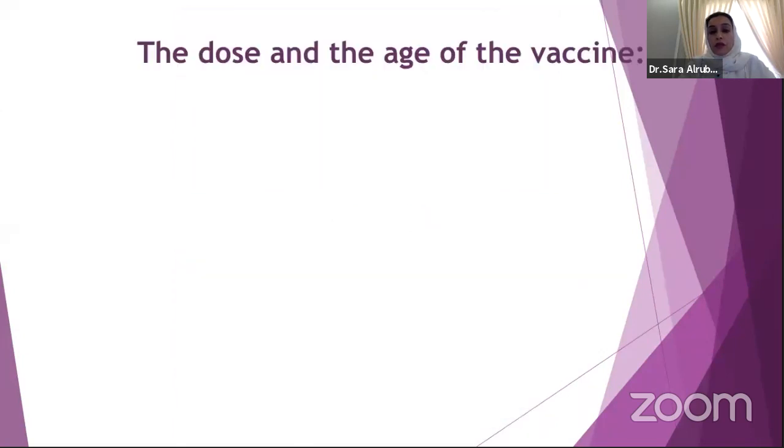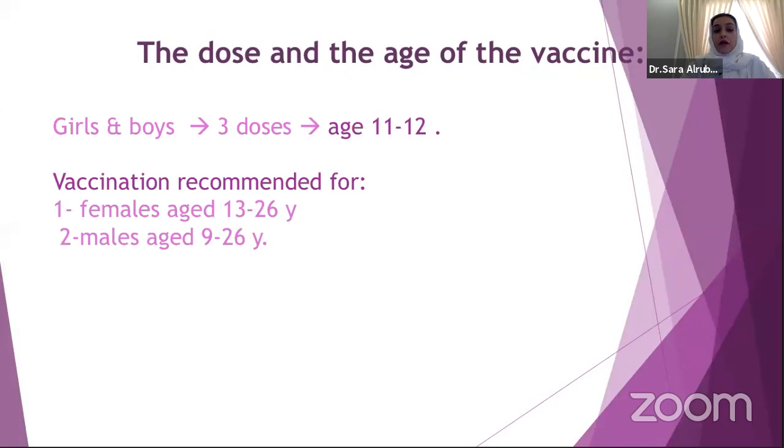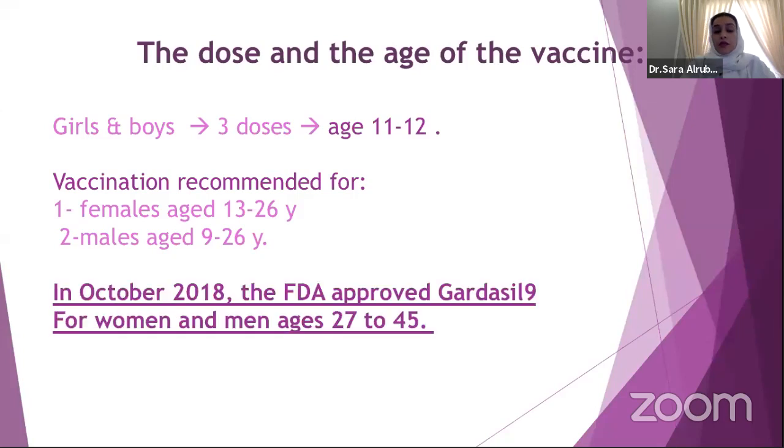So what are the doses and the ages for the vaccine? It should be given to the patient in 3 doses. The ages are for females 13 to 26 and males from 9 to 26. But in 2018, the FDA approved the Gardasil covering 16 and 18 and the other high risk HPV types, and they allow the vaccine to be given even if the patient is older than 26 years old, until the age of 45 years old.